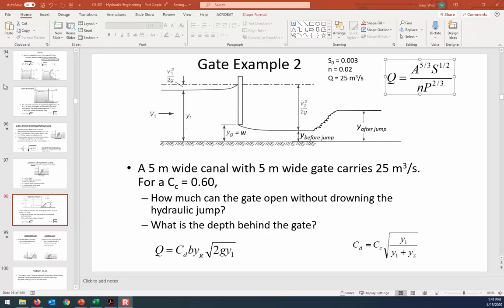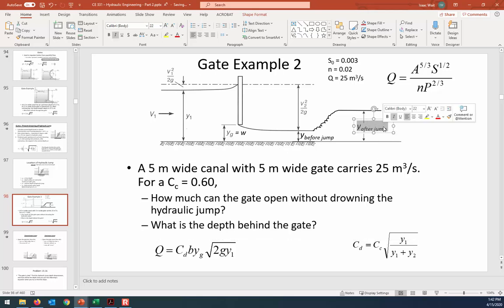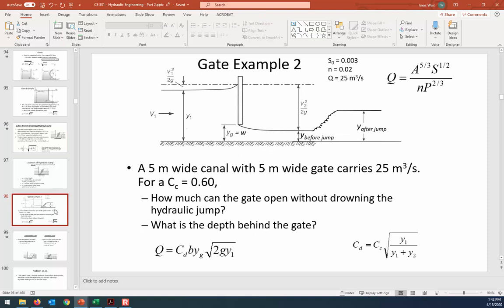Okay, so step 1 is find the normal depth. With this slope, with this n value, with this given flow rate, and the fact that we have a width of 5 meters, what will be the depth of flow? And when you find that depth, set it equal to the Y after the jump, and then you use the Bellinger momentum equation here to find out the depth before the jump.